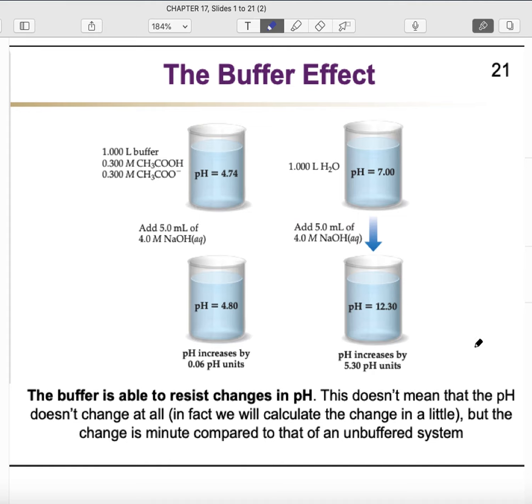So obviously here we're showing that the buffer was in fact able to resist changes in pH. But I also want you to notice that it doesn't mean that the pH doesn't change at all. It does change a little bit, and it changes in the direction that we expect. If we add base, we expect that the pH is going to increase, right? But the change is going to be very small. Now, in the next few slides, we're going to learn how to calculate what the new pH will be for that buffer after addition of an acid or a base, so that you're able to compare it to the unbuffered system.